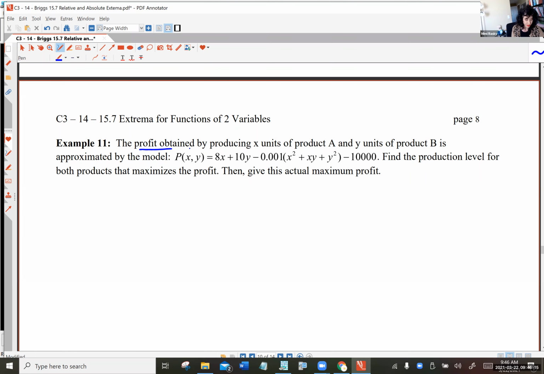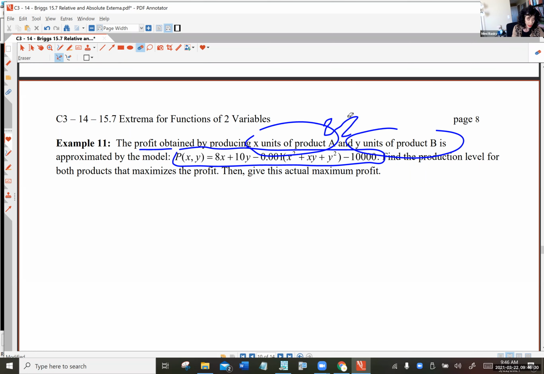So they're telling you this profit model here. It looks like this. That's how much profit you make if the company is selling 2 different products. They're selling x units of product A and y units of product B. Companies like to maximize their profits. So that's the goal: find the production level for both products that maximizes the profit and then actually give the max profit.